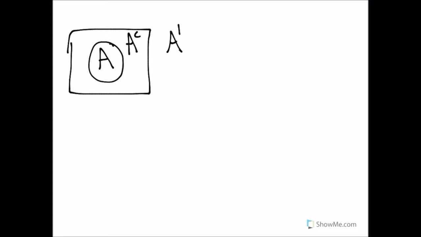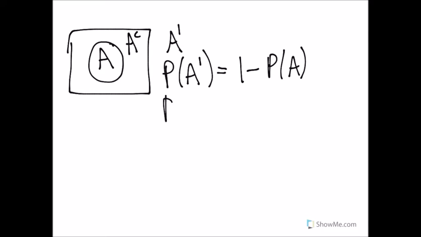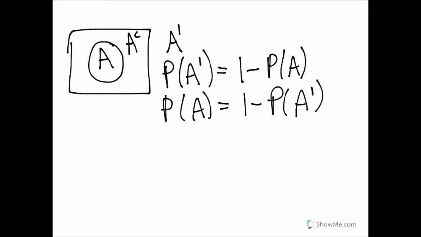So if we wanted to find the probability of A complement, well, since probability always sums to 1, this is simply 1 minus the probability of A, and vice versa. Probability of A is 1 minus the probability of A complement. So when would I use this? Well, sometimes it's far easier to find one event versus the other. So you may want to use this relationship in those instances.